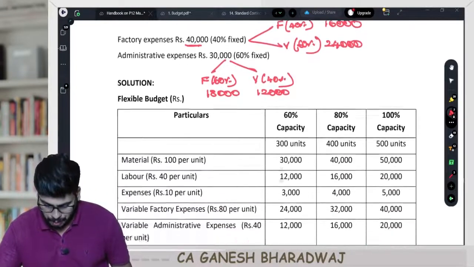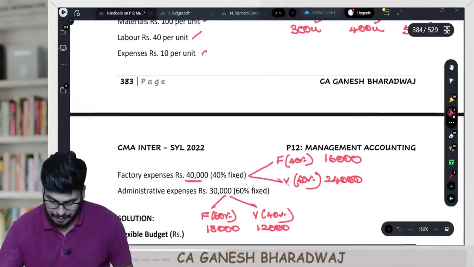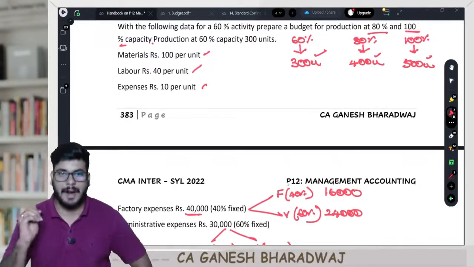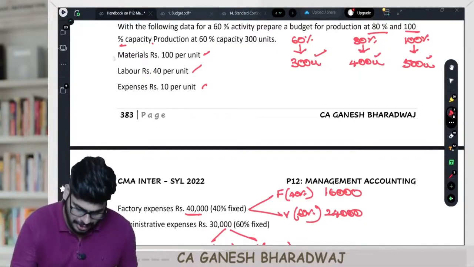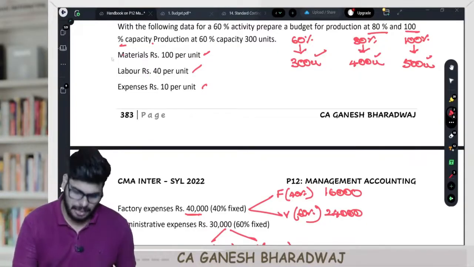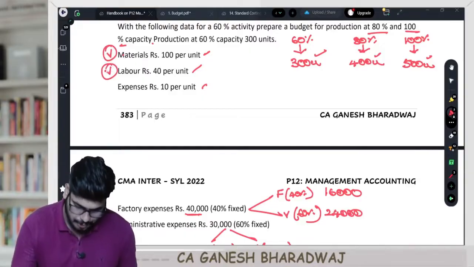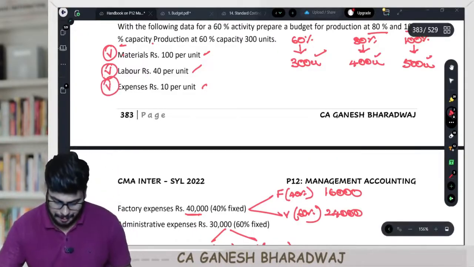So now this is the data they have given us, right? Now, first you need to identify which are all the variable costs and which are all the fixed costs. Now, you guys tell me. Material costs, it is clearly variable. Labor, this is variable. Direct expenses, this is also variable.